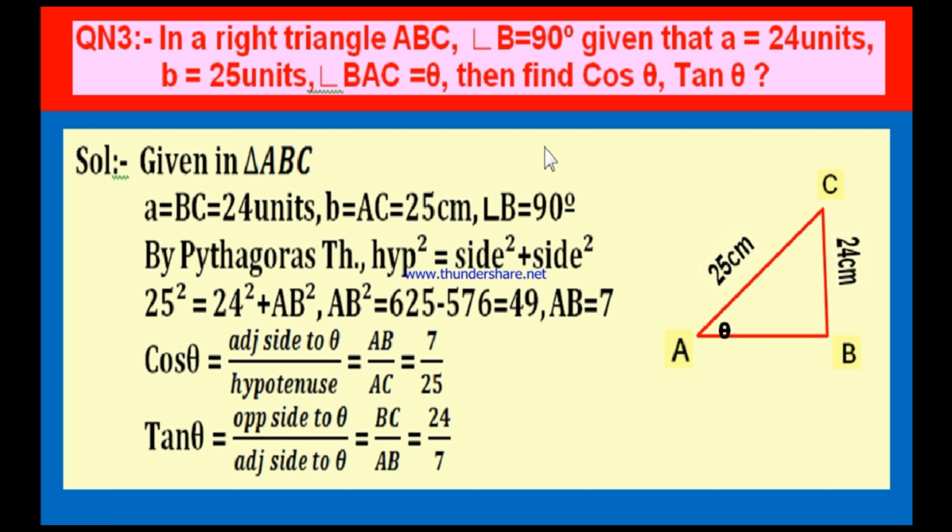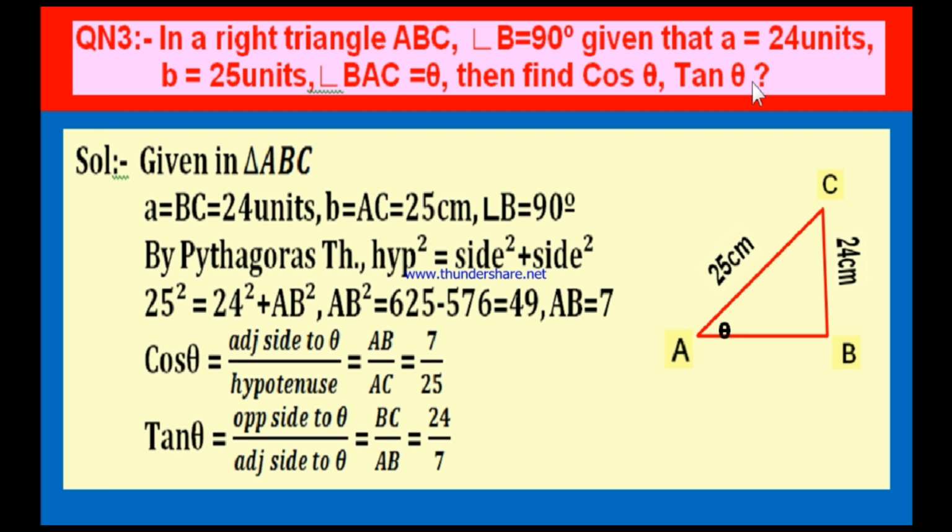Then we have to find cos theta value and tan theta value. Therefore, first of all, write the formula to find cos theta. Cos theta is equal to adjacent side to theta by hypotenuse. For this angle theta, what is the adjacent side? Adjacent side is AB. And what is the hypotenuse? Hypotenuse is AC. Therefore, this is AB by AC. What is the value of AB? We got AB is equal to 7 just now. Therefore, this is 7 by AC, which is 25.